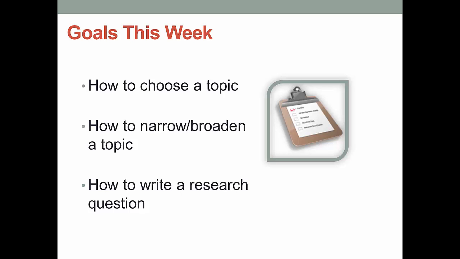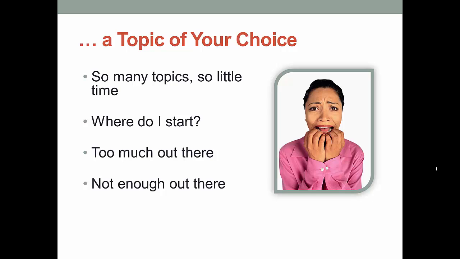First, we're going to focus on different methods to help you choose a research topic. Then we'll discuss how to either focus your topic if you have too much information, or how to broaden your topic if you can't find enough. Finally, once you have selected your topic, you will need to be able to write a research question about an aspect of the topic. Some instructors will allow you to write a paper or a speech on what they call a topic of your choice.